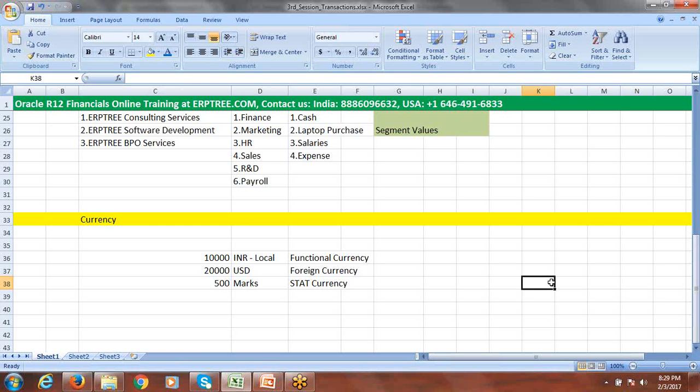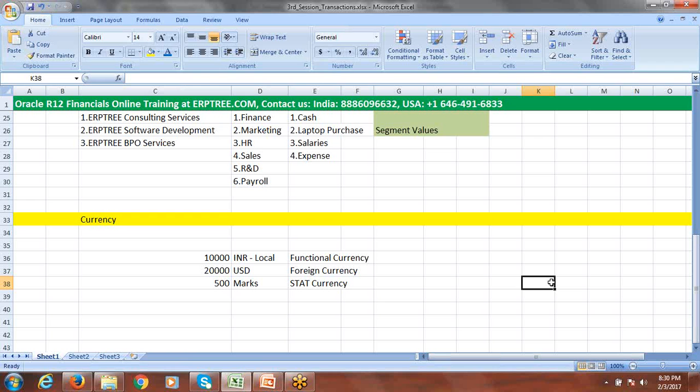Now take a simple example. We are doing the business in India and US. For India, INR is local currency, meaning functional currency. For US, functional currency is USD. For India, USD is foreign currency. For US, INR is foreign currency. That means another country's currency is always foreign currency for the country where you are running the business. For India, USD is foreign currency, but INR is functional currency. For USA, USD is a functional currency, but INR would be foreign currency. This is what we have to understand.